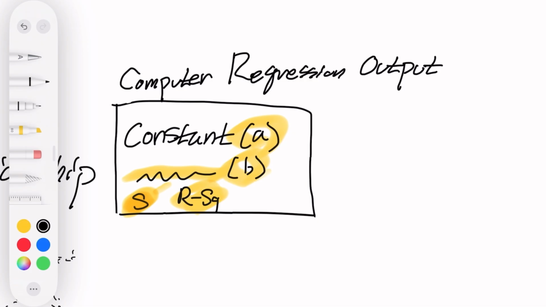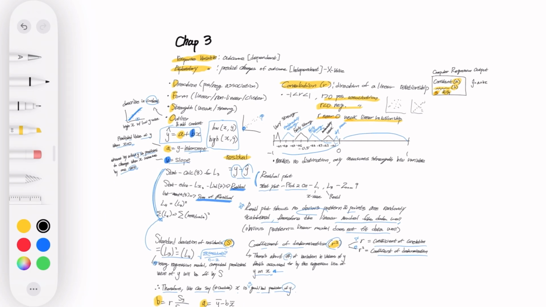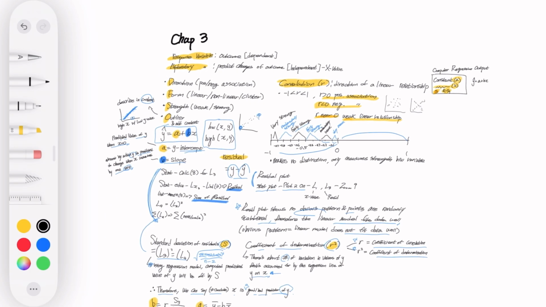With that information, you can find your regression line, which would be a plus bx, and the rest you can just interpret. What's important in chapter 3 is just remembering how to interpret S, R squared, R, a, and b, and how to predict a point with your own data using your regression line. And that's it.